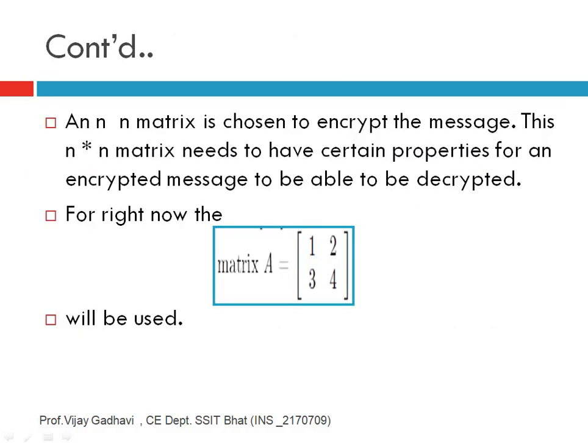An n by n matrix is chosen to encrypt a message. This n by n matrix needs to have certain properties for an encrypted message to be able to be decrypted. The strength of the Hill cipher is that it completely hides single letter frequencies. I repeat, the strength of the Hill cipher is that it completely hides single letter frequencies.